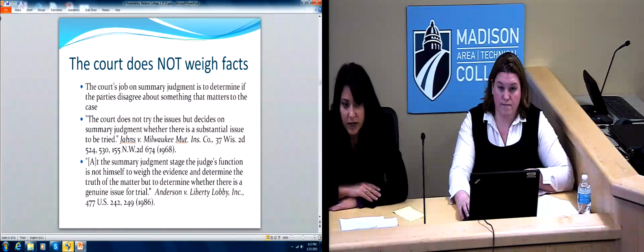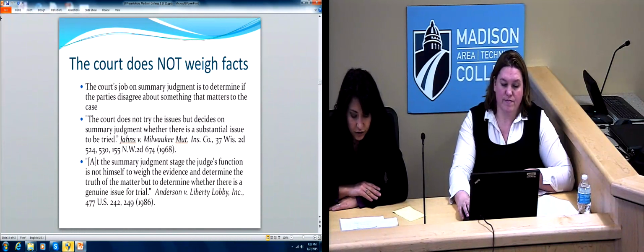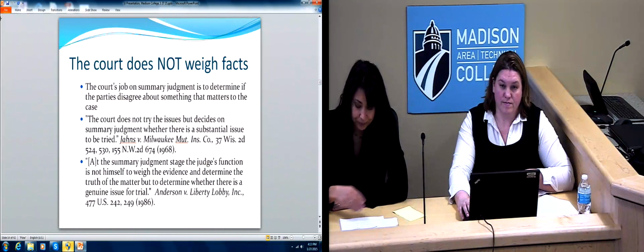There are fancier ways of saying that, and I listed a few from a state case and a federal case. The jury does not try the issues, but decides on summary judgment whether there is a substantial issue to be tried.